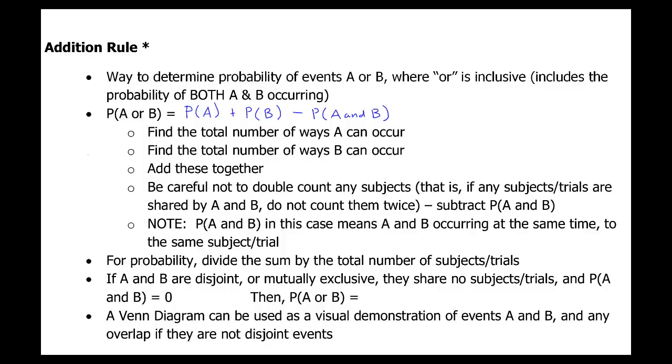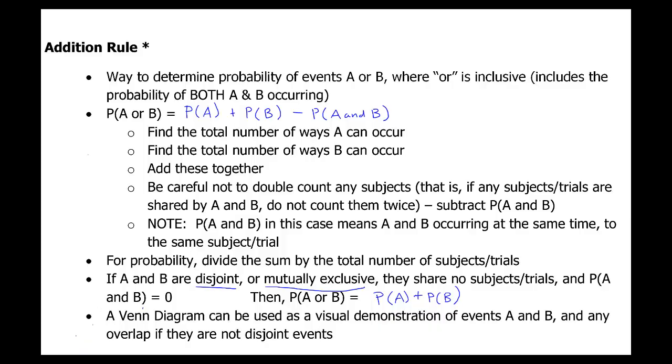It is possible that A and B cannot happen simultaneously, which means they are disjoint or mutually exclusive. That's down here. So if they're disjoint or mutually exclusive, they can't happen at the same time, so the probability of A and B equals 0. So if the probability of A and B is 0, then the probability of A or B is simply the probability of A plus the probability of B. And we don't need to subtract anything because nothing was shared.